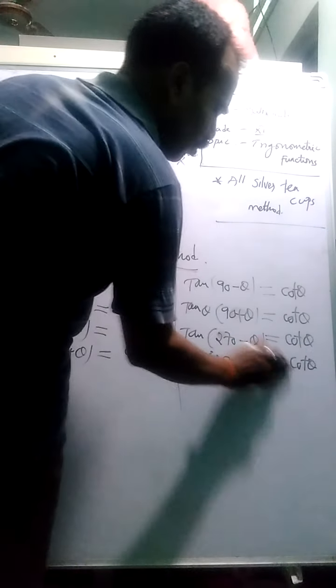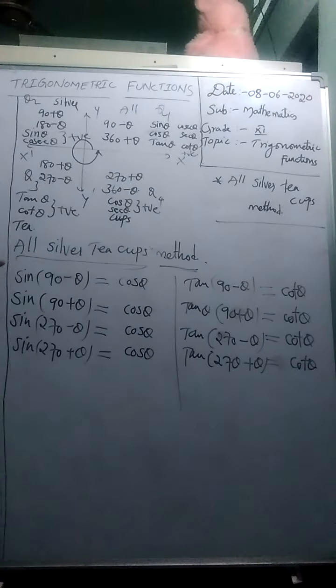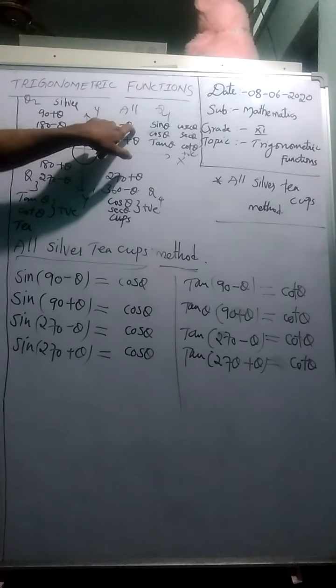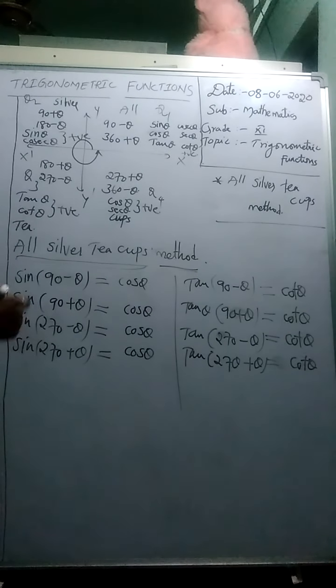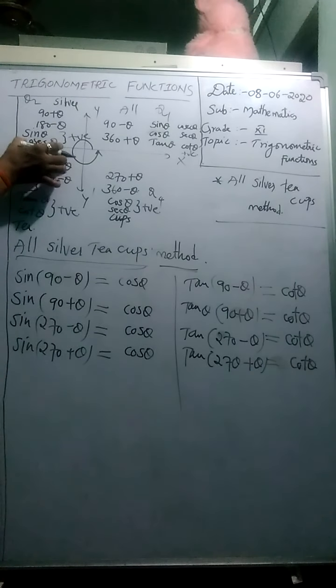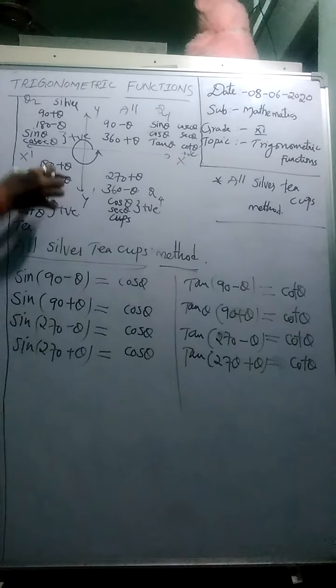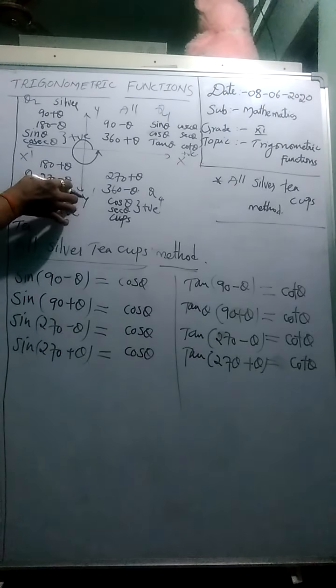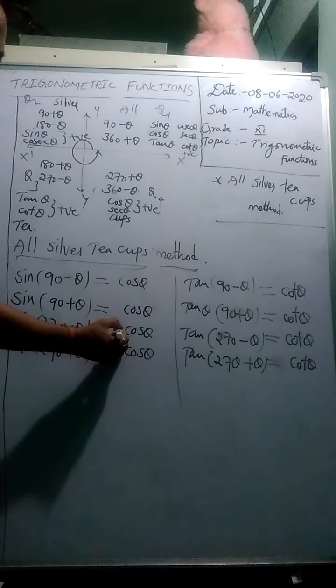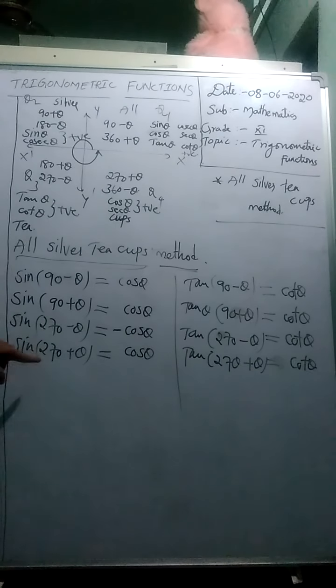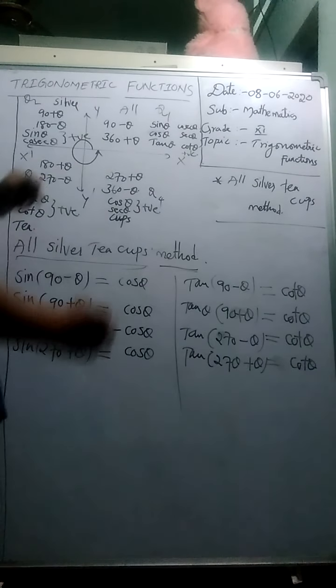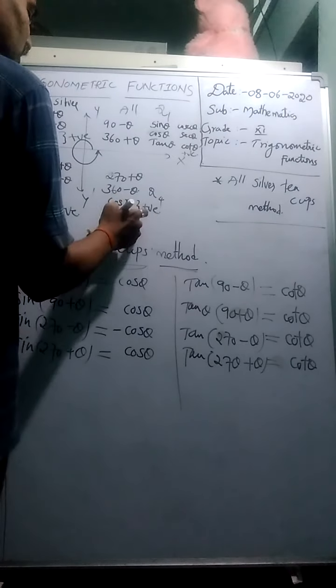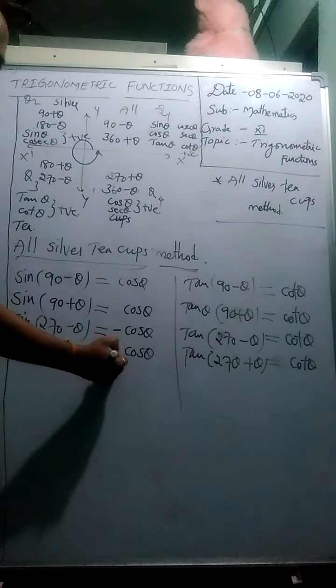But how to decide the sign? So here 90 minus theta will be in the first quadrant, all are positive. 90 plus theta, sine and cosecant are positive, so here positive. But 270 minus theta is in the third quadrant, sine is negative, that becomes minus cos theta. Again 270 plus theta, sine is negative, but only cos and secant are positive, so it becomes minus.